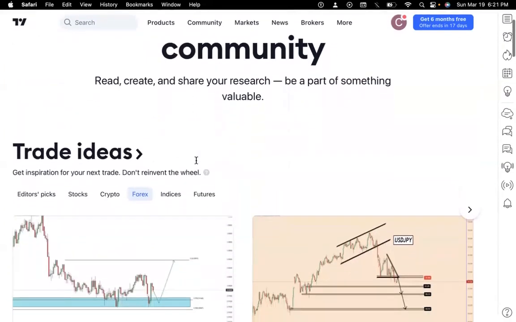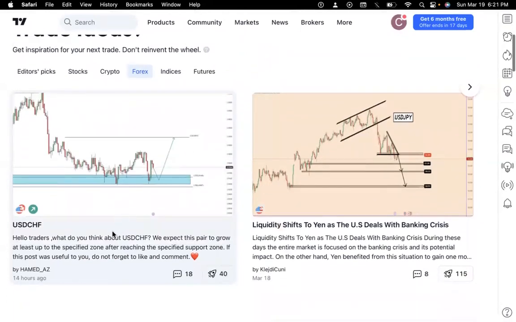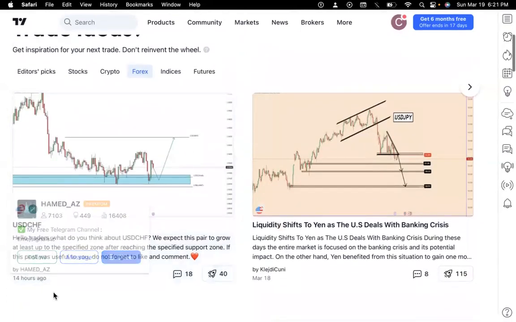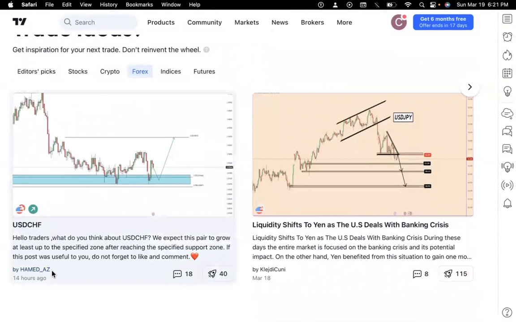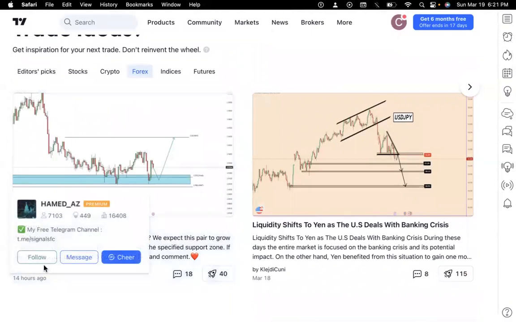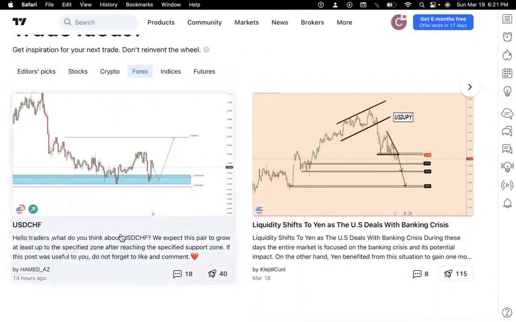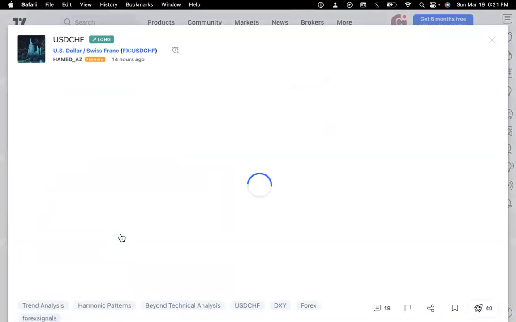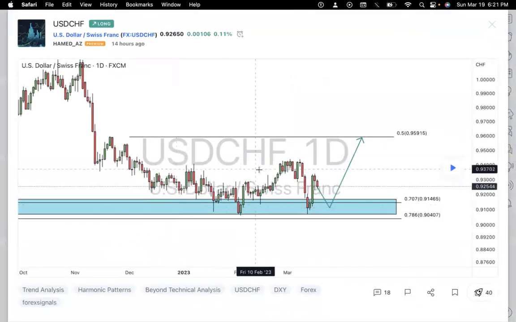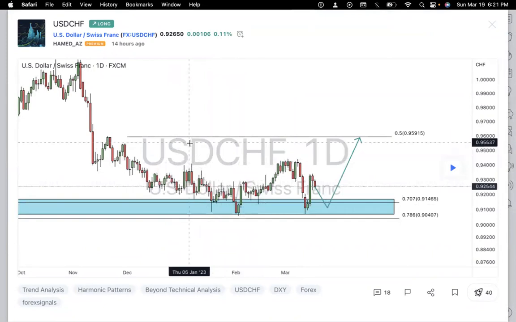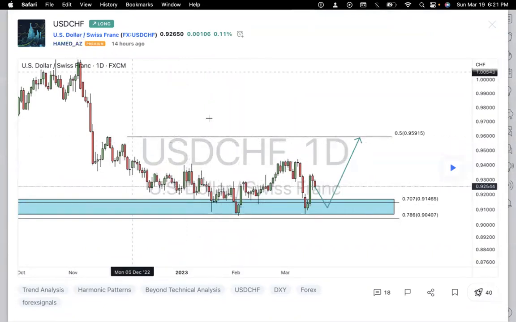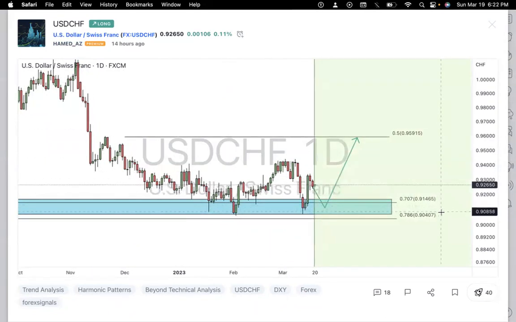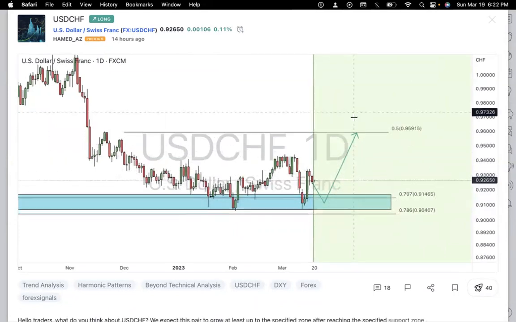So you can go to the general trade ideas, and let's just click this one, for example. We can see this one was posted by Hamed_AZ. And if we hover over his name, we have the option to follow him, message him, or pretty much cheer him on, like, yes, I agree with this idea. Now, if we click on his trade idea, we can see exactly what he predicted. So Hamed believes that USD CHF is going to bounce down and come back up. And if I click this play button right here, we can see he's expecting that to play out.